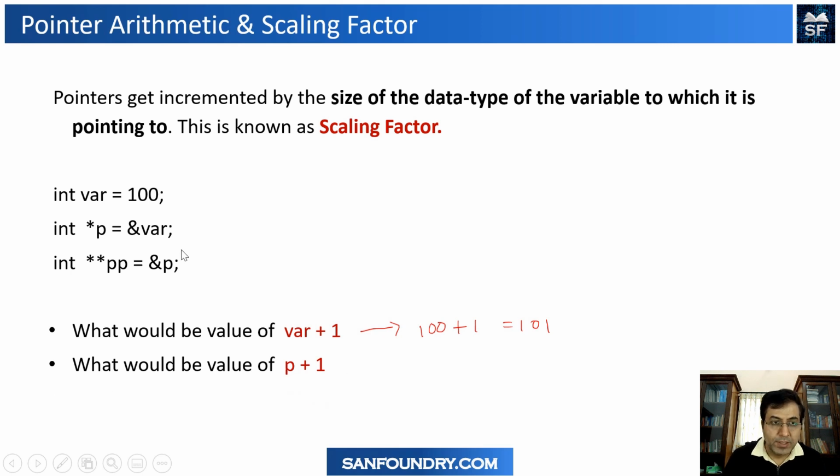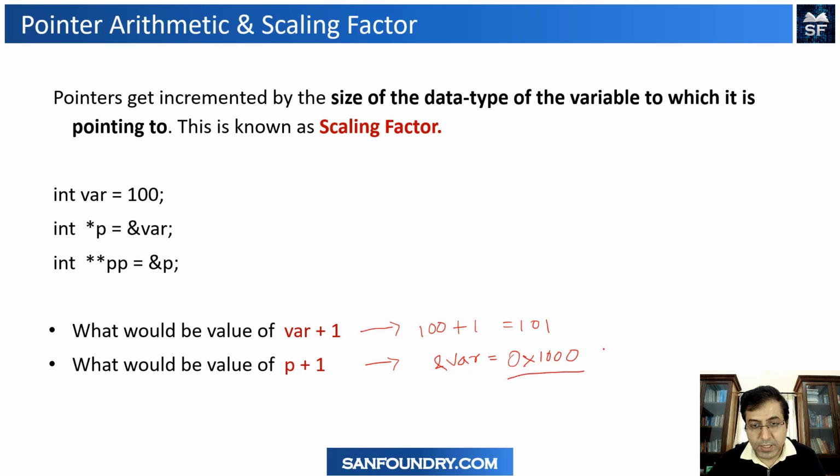Now, if you look into our previous slides, where we have already mentioned, suppose the base address of p was 1000. Remember, p stores the address of var, and the address of the variable, as you see in our previous slides, was 1000. So 1000 + 1, to many of you will be 1000 hexadecimal 1001. Is this answer right or wrong, and why?